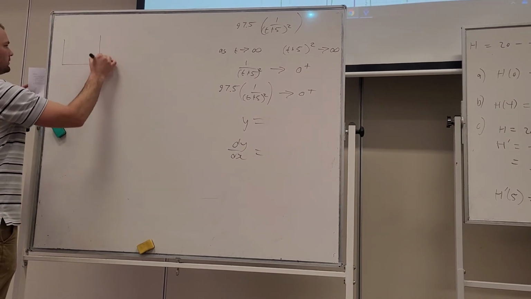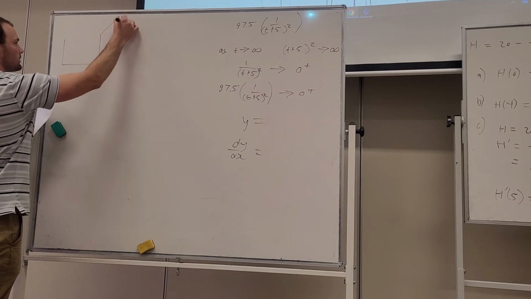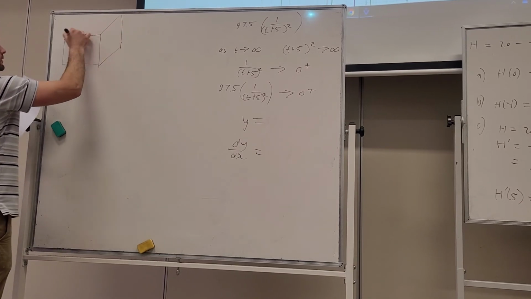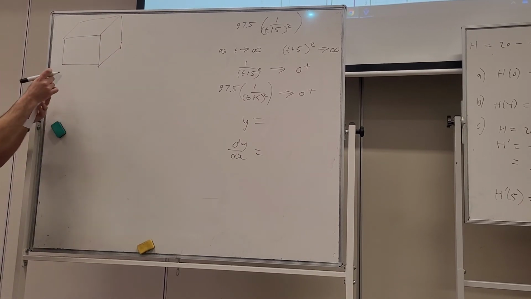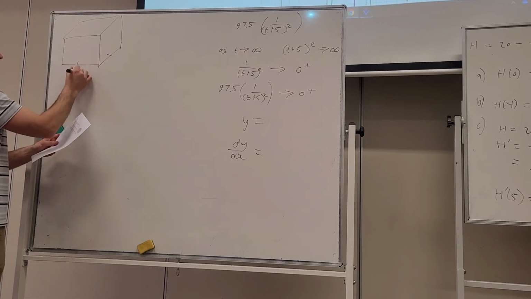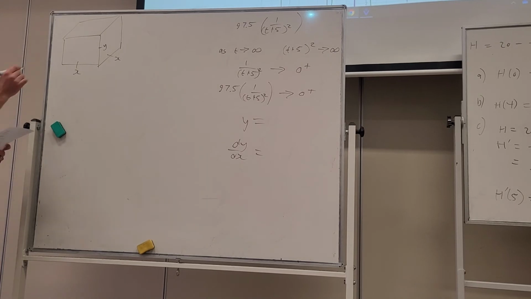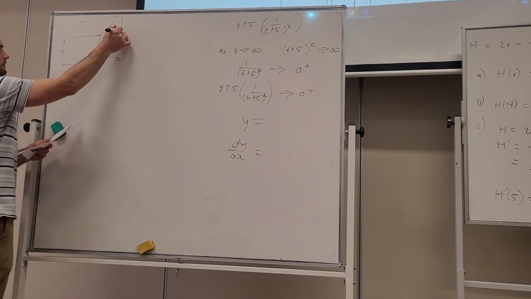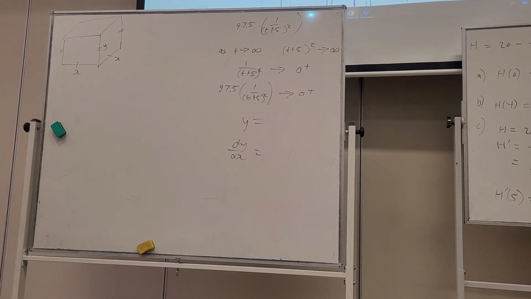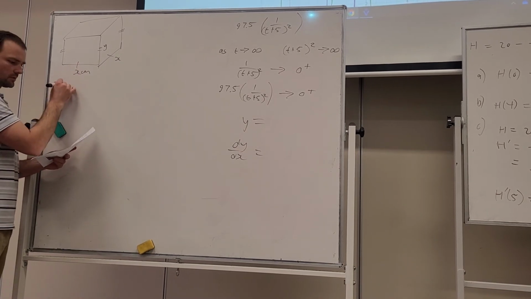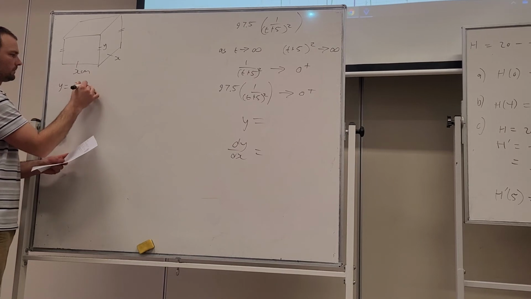Okay? Alright, last one, good. We've got a 2 litre box, and it's got a square base, and these have a height of y. Okay, part A. Explain why y equals 2000 on x squared.